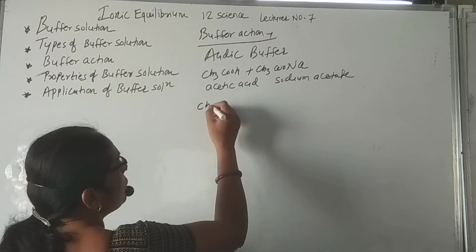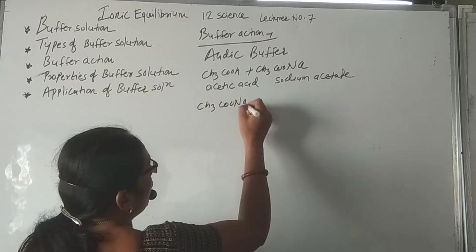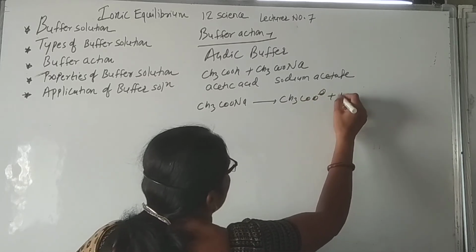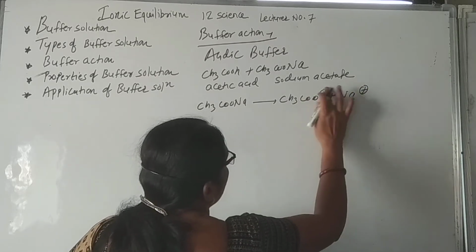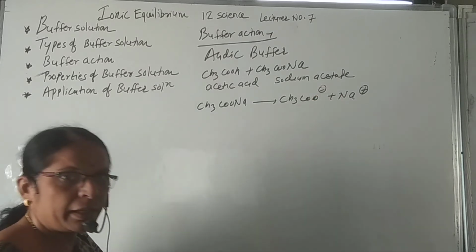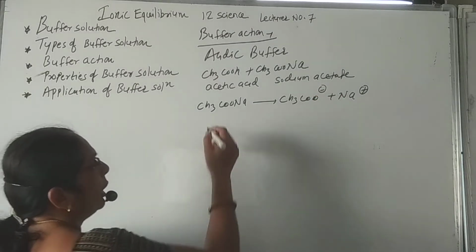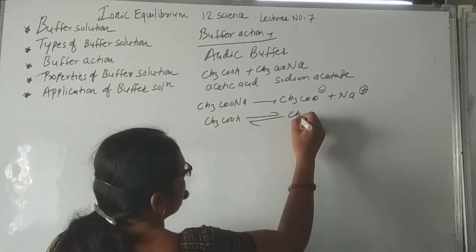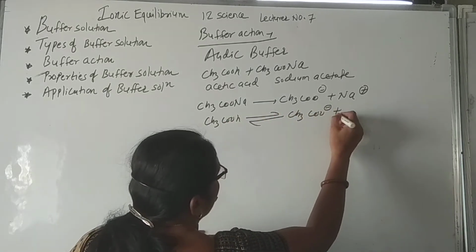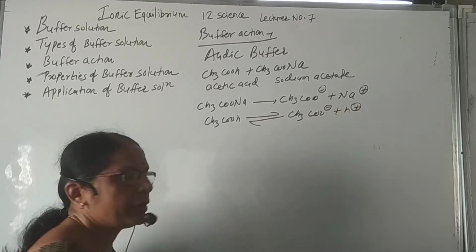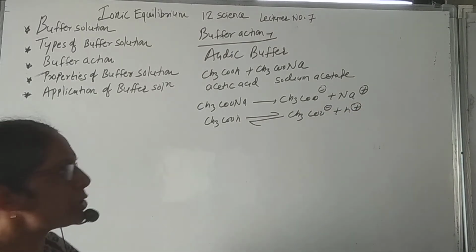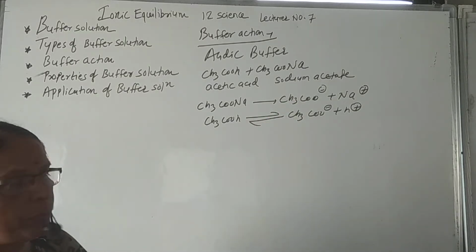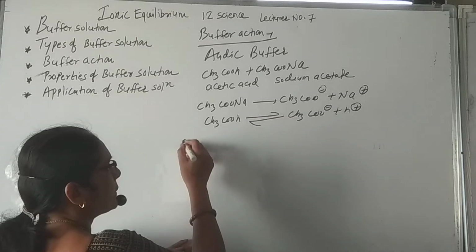As the solution contains a salt, and we know that a salt is always completely dissociated, sodium acetate dissociates into the acetate ion and the sodium ion. Acetic acid is a weak acid, so it is partially dissociated and remains in equilibrium with its ions, the acetate ion and H+. So the buffer solution has an excess of acetate ion and also a small amount of H+ ion. What happens if you add a strong acid?